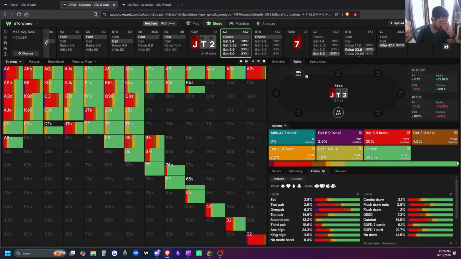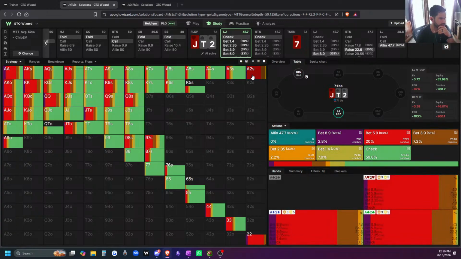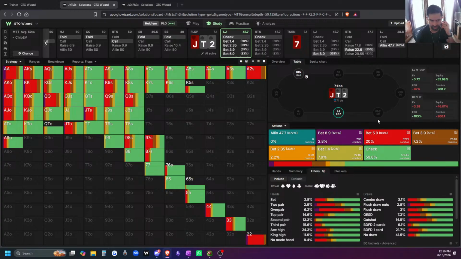60-40, checking. So checking big bet. Thoughts? 3%, 4% edge here. Yeah, I mean, makes sense. Finish your thoughts before we start exploring equity buckets.